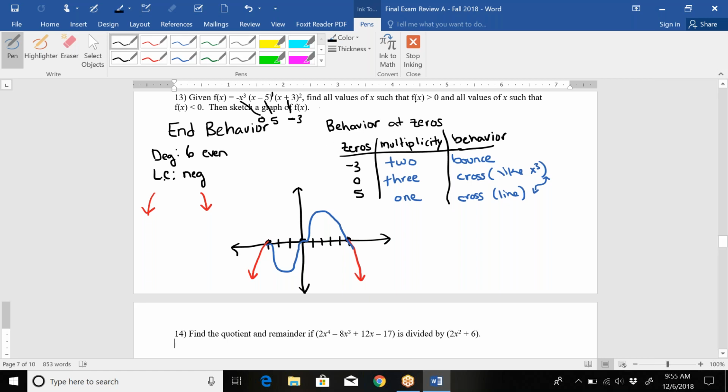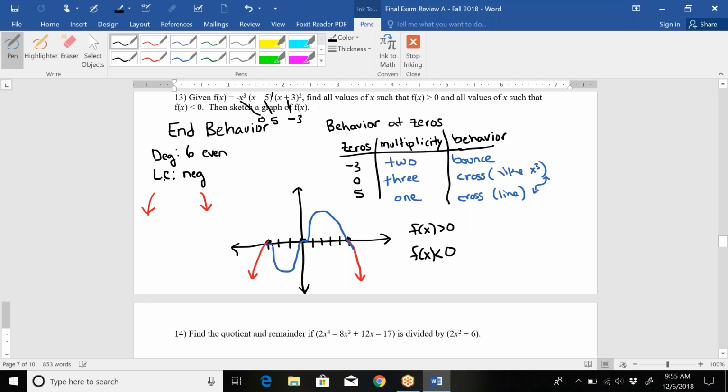The other piece that they did ask us for, and there'll be a blank for this if it is on your final, is that we want to know when the y values, because that's what f of x means, are bigger than 0, and when the y values are less than 0. That means when are we above the x-axis and when are we below. And you can just do this from left to right as you go.